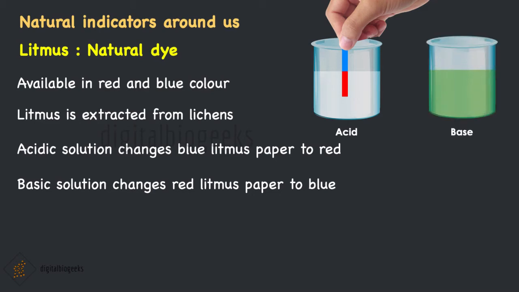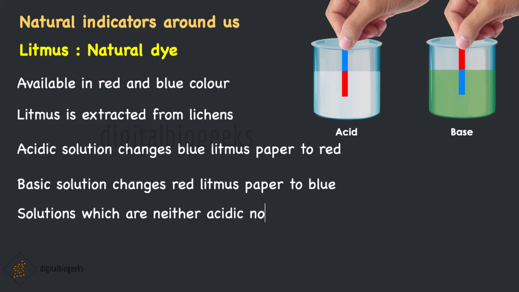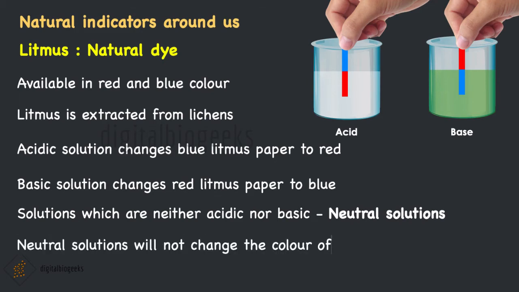In this beaker there is a base, and if we dip a red litmus paper into this base, it will turn blue. But there are solutions which will not change the color of the litmus paper to blue or red. These are called neutral solutions. They are neither acidic nor basic. Water and blood are examples of neutral solutions.